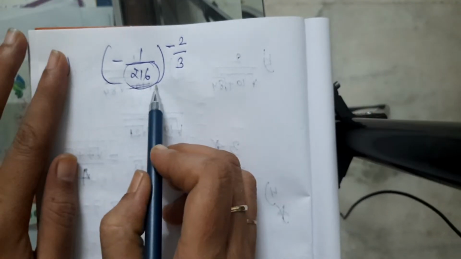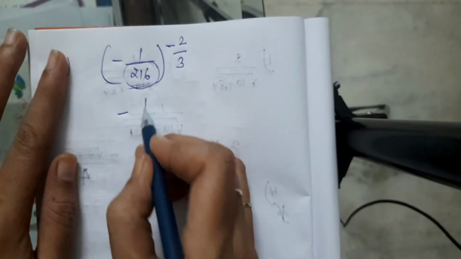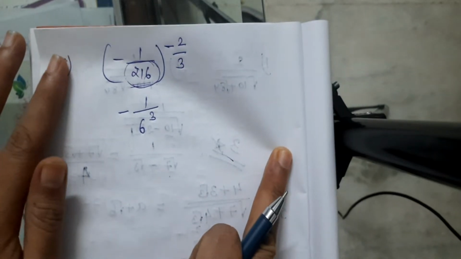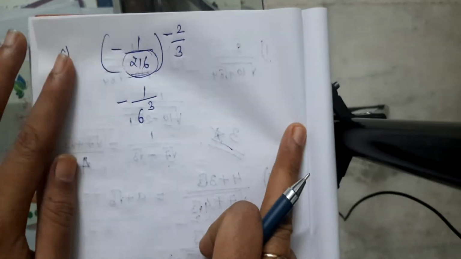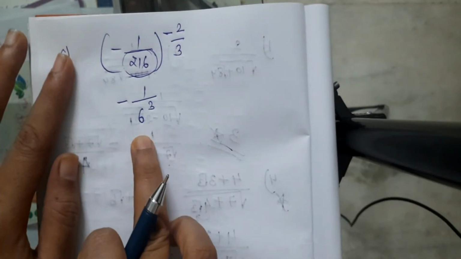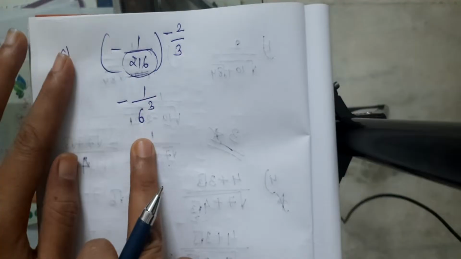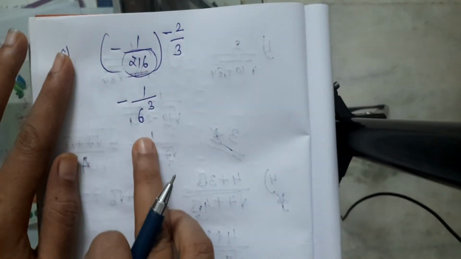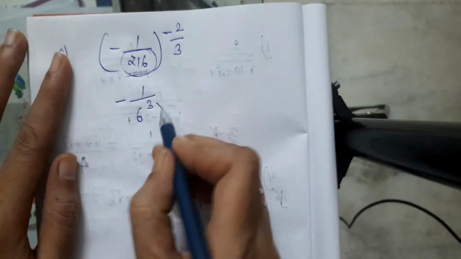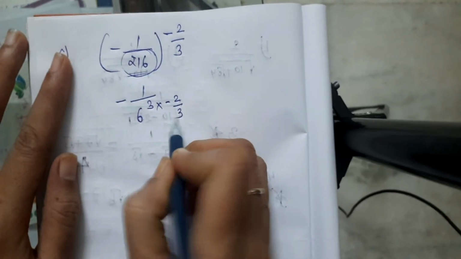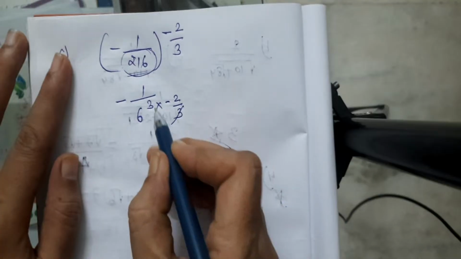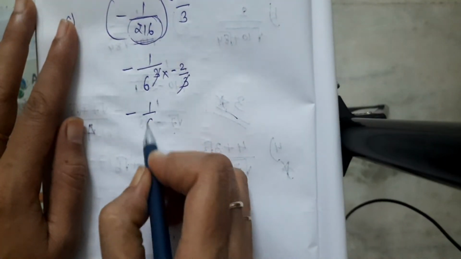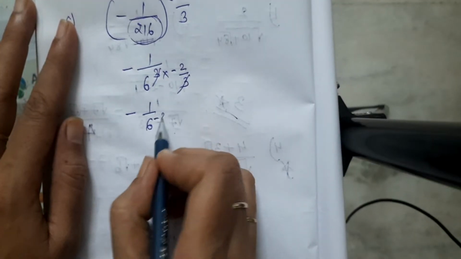216 is the cube of 6. So here we can write it like 6 cube. If you learn the cubes up to 30, you will get it very clearly. If not till 30, at least try to learn up to 20. So this 216 we can replace with 6 cube, multiplied by minus 2 by 3. So both the 3s got cancelled. Now we are having minus 1 by 6 raised to minus 2.